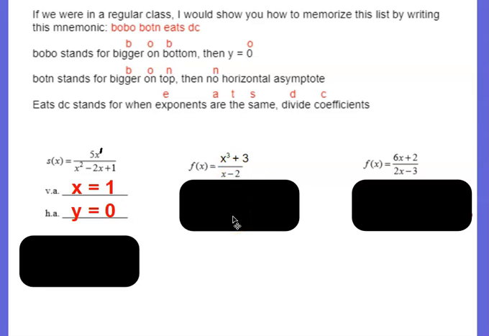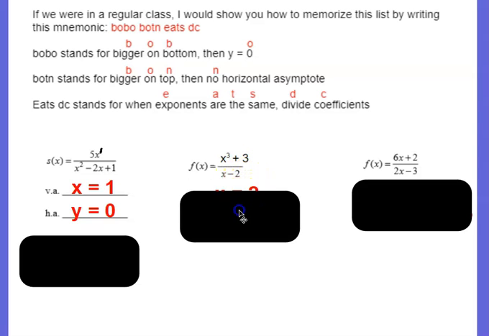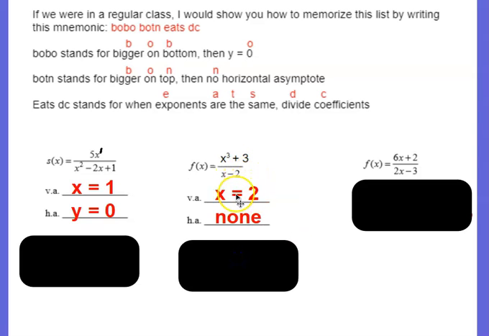For this one, I noticed that the exponent on top is bigger than the exponent on bottom. There's an understood 1. So when it's bigger on top than on bottom, there is no horizontal asymptote. And as far as the vertical asymptote, I would set the denominator equal to 0, which means I would add 2 to both sides. And my vertical asymptote would be 2. The horizontal asymptote was none.